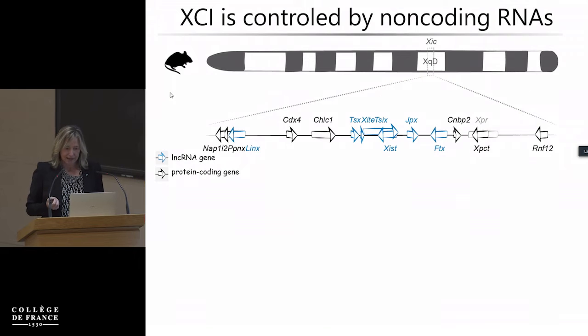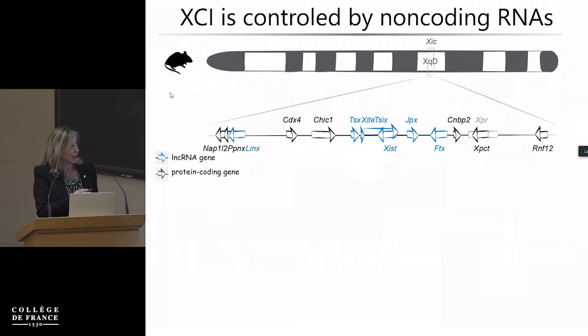So at the molecular level, X chromosome inactivation is controlled by a specific region of the X chromosome, which is called the X inactivation center, and we've learned that from various translocations that could be observed both in humans and mouse. And thanks to cloning and sequencing techniques, we now know exactly the composition of this X inactivation center. There are many genes in this region, and as you can see, they are depicted here either in black or in blue.